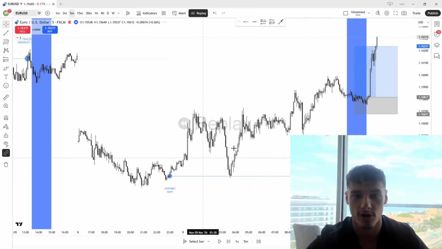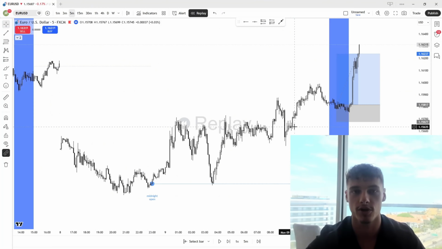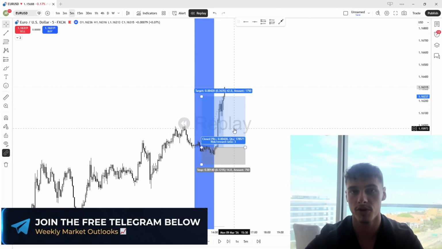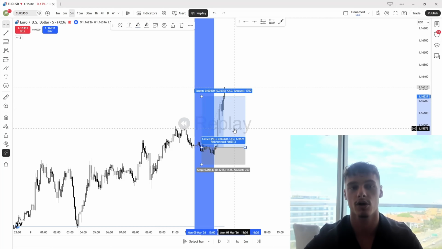As you can see here, with a nice push to the upside, hence we'll be looking for longs. Now, this will be doing the first trade done for Monday. And now what we're going to do is switch quickly, move over to Tuesday, London Open.